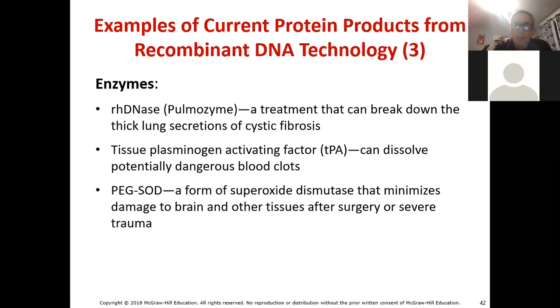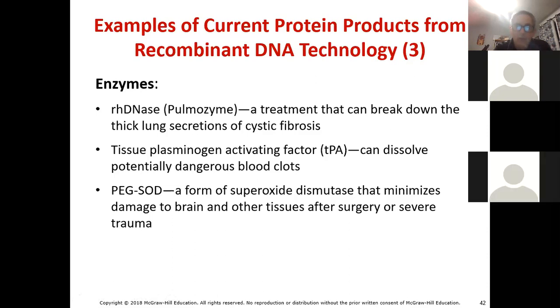Some more protein products. Pulmozyme is used to break down the thick lung secretions of people with cystic fibrosis. Tissue plasminogen activating factor can dissolve potentially dangerous blood clots. And PEG SOD is a form of superoxide dismutase that minimizes damage to the brain and other tissues after surgery or severe trauma.